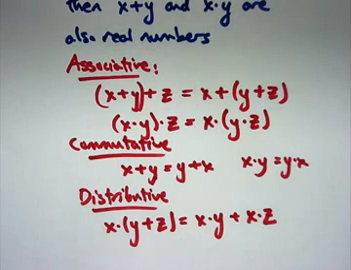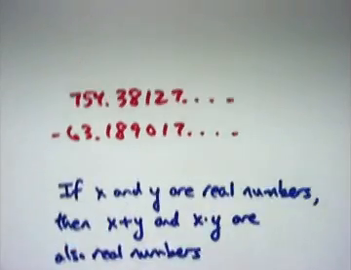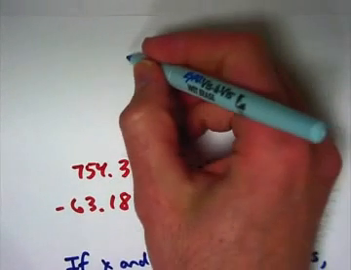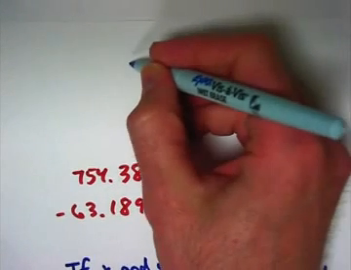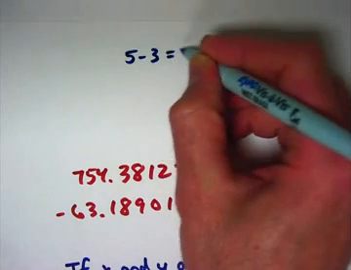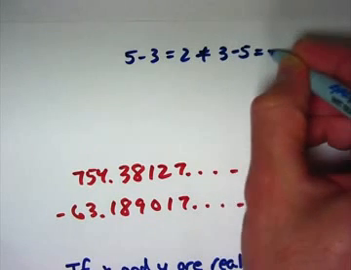You should check these out with your calculator, trying different numbers in for x, y, and z, and seeing that these do seem to work. Subtraction is not commutative, for example. Is there a way we can verify that algebraically? Well, just an example is good enough, actually. 5 minus 3 is 2, which is not equal to 3 minus 5, which is negative 2.